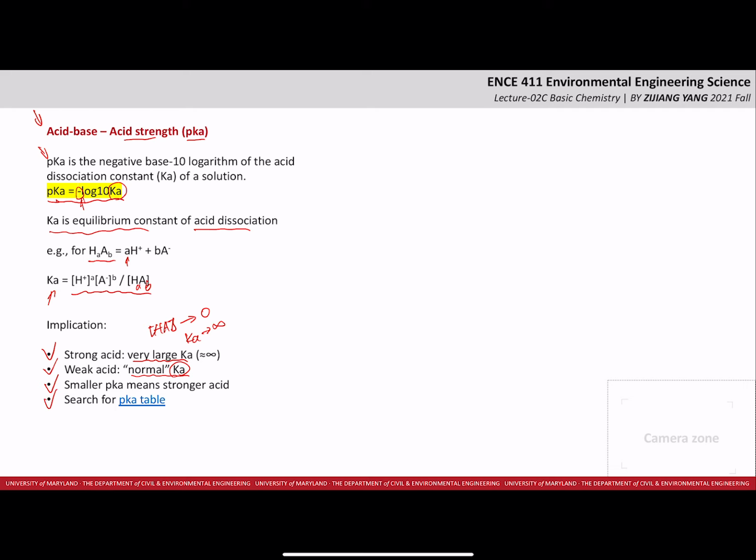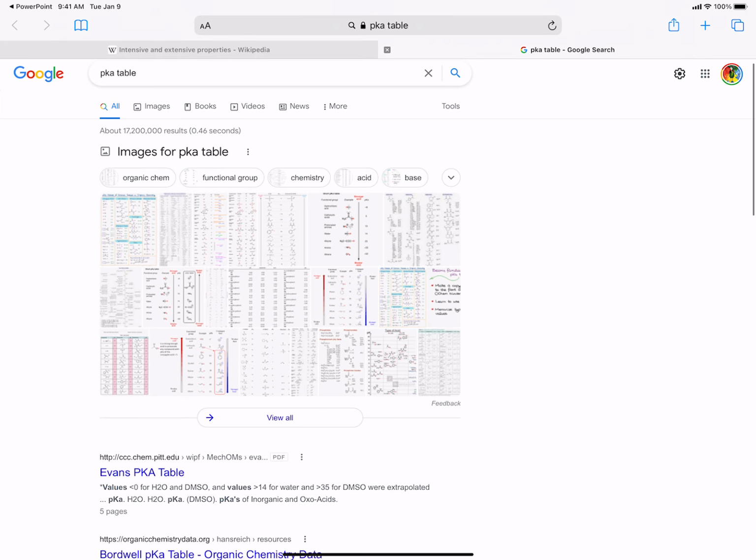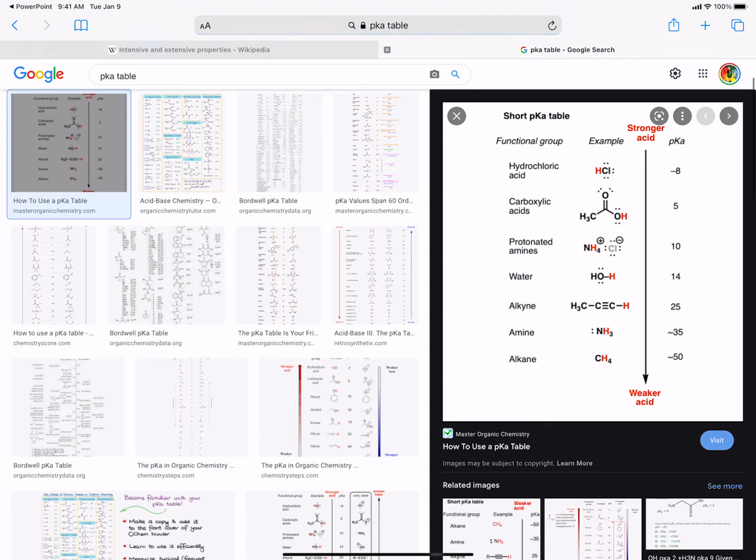And then actually we can search for a pKa table to compare the acids. For example, let's just randomly find a pKa table like this one.